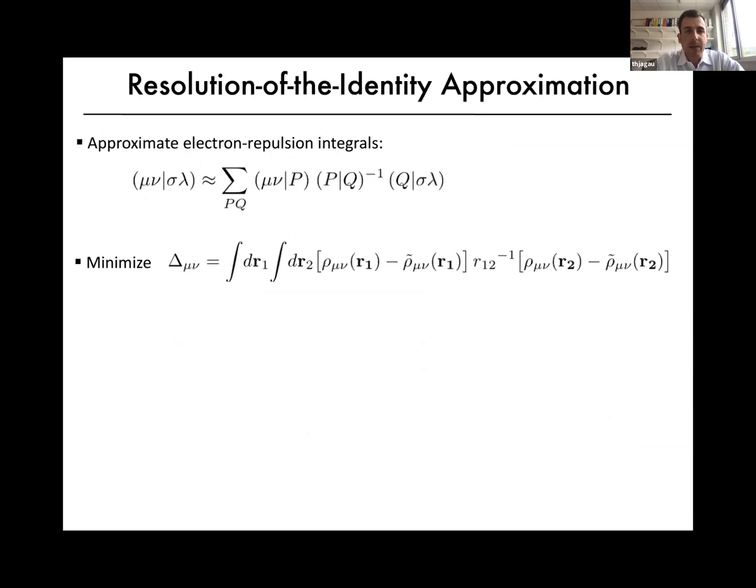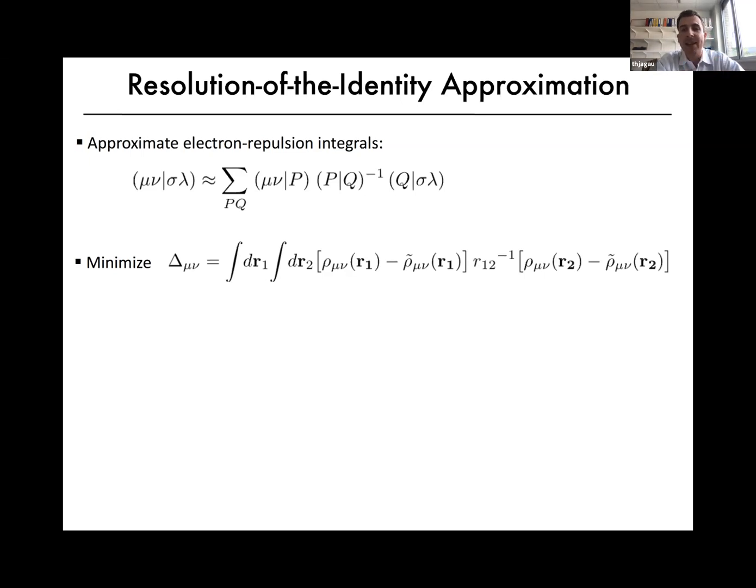Now, the other development that I want to introduce is a resolution of the identity approximation. That is also well established for more than 40 years in quantum chemistry. You approximate the electron repulsion integrals in terms of 3 center quantities using an auxiliary basis set. Those are typically also Gaussians. And then you determine the fitting coefficients, which are these, by minimizing the deviation between the original generalized densities created by the original pair functions here, and the approximate densities spanned by the auxiliary basis set.